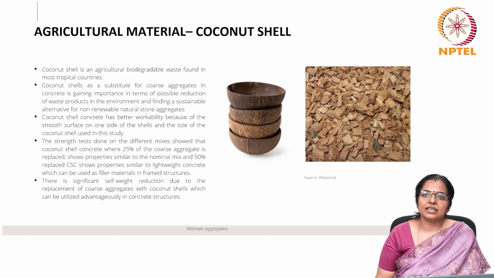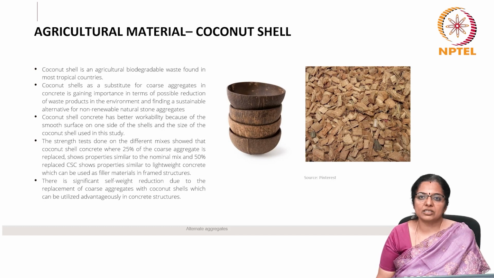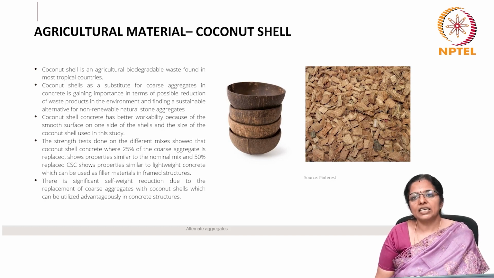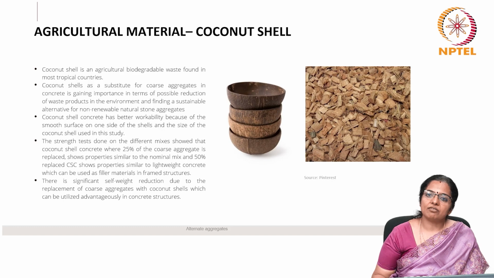The strength test done on different mixes showed that coconut shell concrete where 25% of the coarse aggregate is replaced shows properties similar to the nominal mix, and 50% replaced coconut shell shows properties similar to lightweight concrete, which can be used as filler materials in framed structures. There is significant self-weight reduction due to the replacement of coarse aggregates with coconut shells, which can be utilized advantageously in concrete structures.